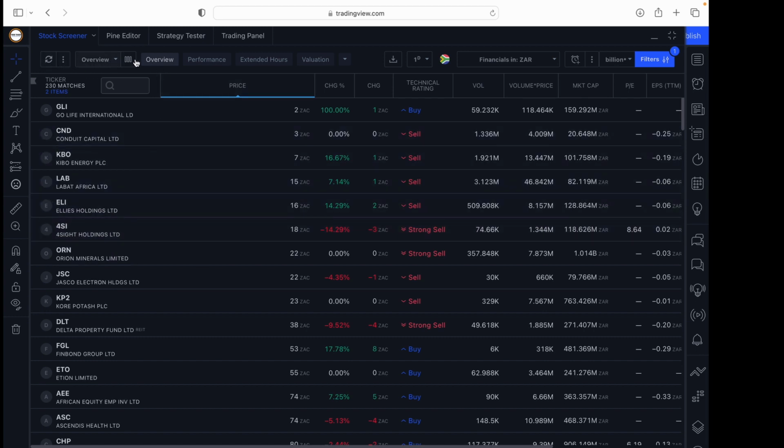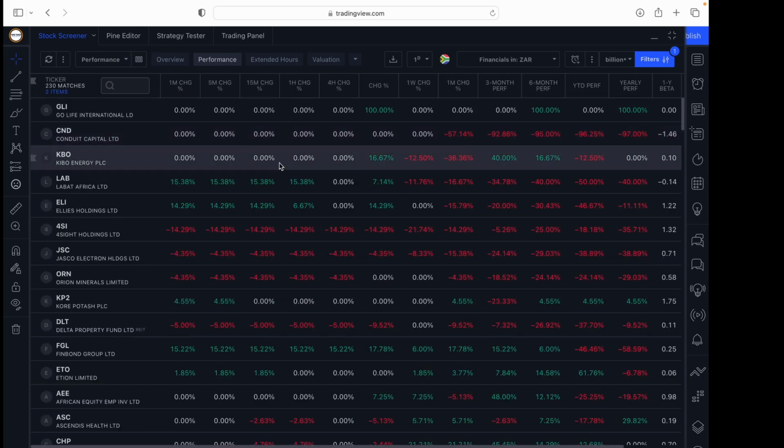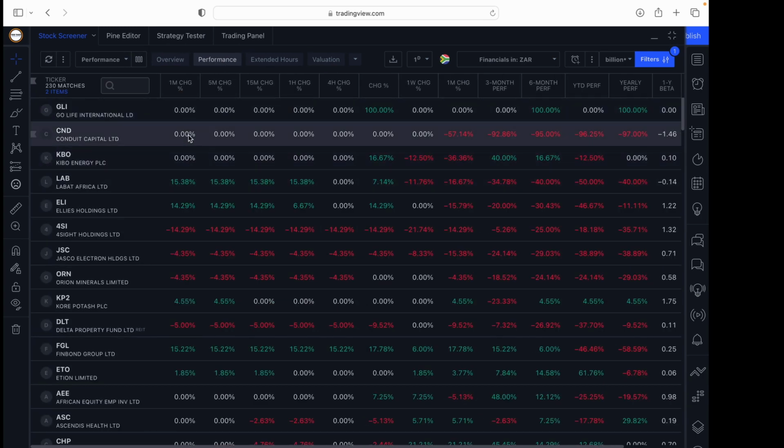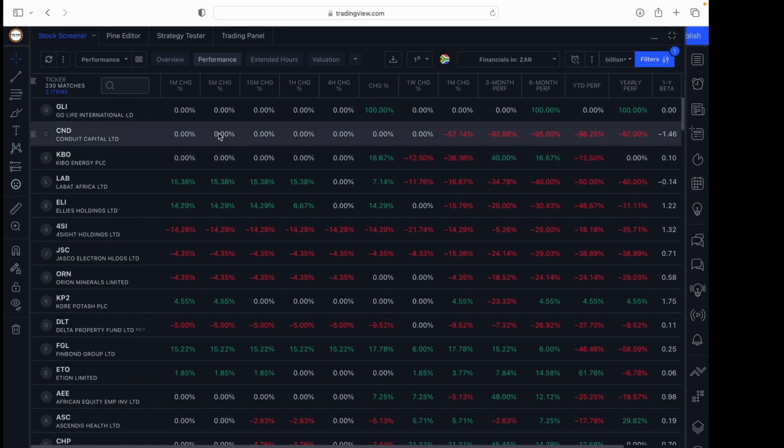So you can see there at the top of the tab, we've got different things. At this moment we are looking at an overview panel. We can also look at it from a performance panel. So when we click on the performance tab, we can see the performance of these companies from a 1 minute chart all the way to over a yearly performance, which covers a 12 month period. The year to date is from the 1st of January up to the date that you are looking at.